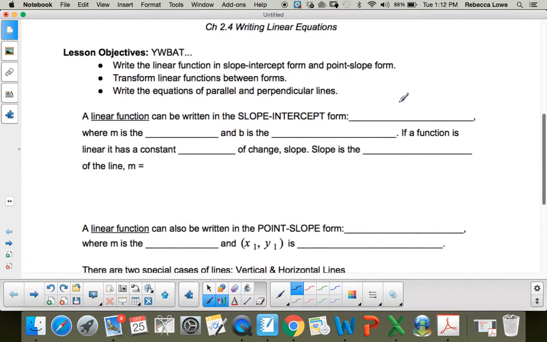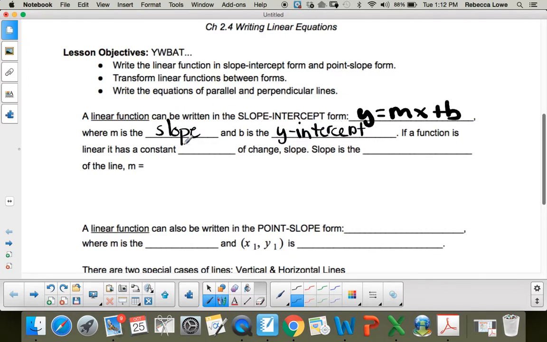For chapter 2.4, your learning objectives are to be able to write a linear function in slope-intercept form and point-slope form, to transform from one form to another, and also be able to write equations in parallel and perpendicular lines. So a linear function can be written in slope-intercept form, which we all know is y equals mx plus b, where m is the slope and b is the y-intercept.